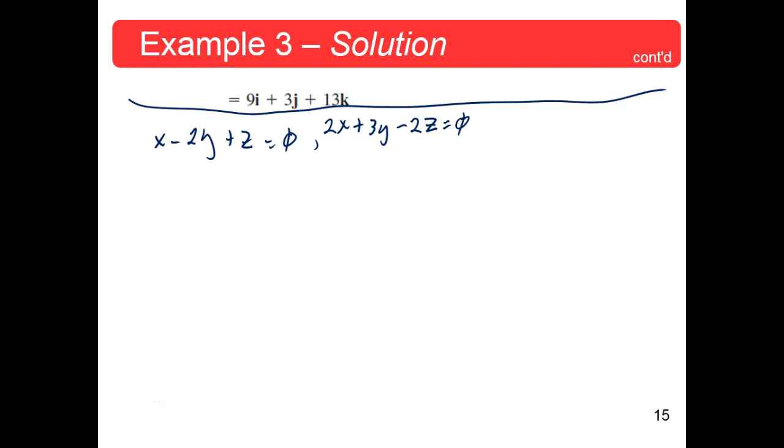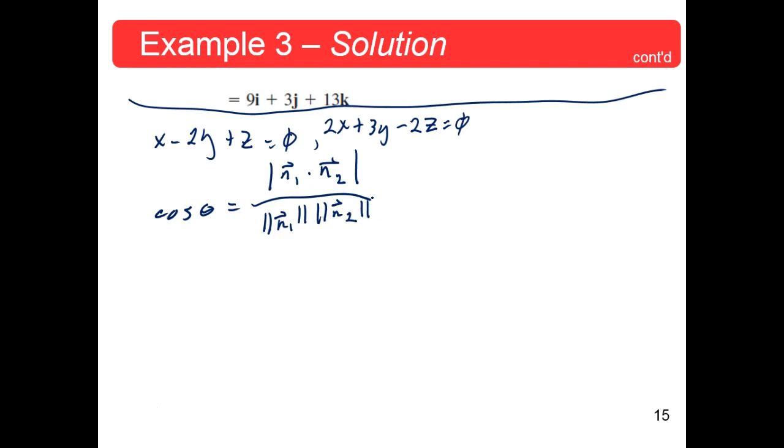Okay? So how are we going to get the angle between those? What was our formula? Cosine of theta is equal to the absolute value of n1 dot n2, divided by the magnitude of n1 times the magnitude of n2.